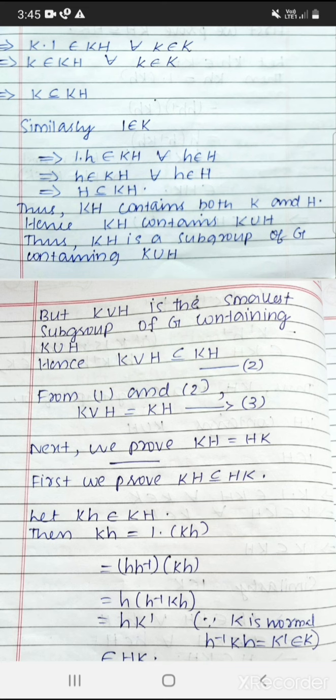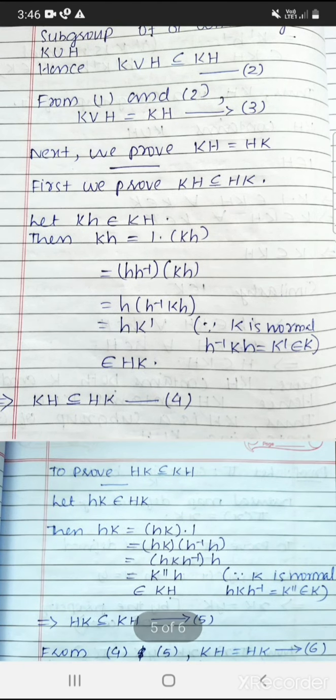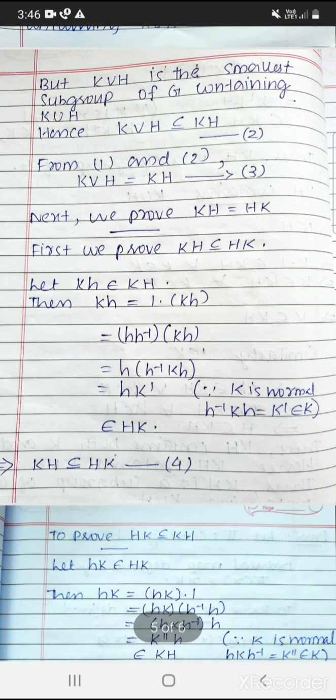Next we are going to prove what? KH is equal to HK, which is equal to K join H. So the second part we are going to prove now. K join H, by the definition itself, we know that it's the smallest subgroup of G containing K union H. It's given in the definition itself. So hence we can write K join H is contained in KH. That is equation number 2.